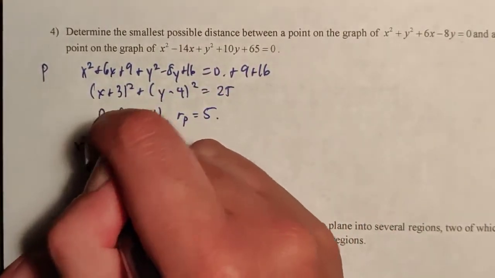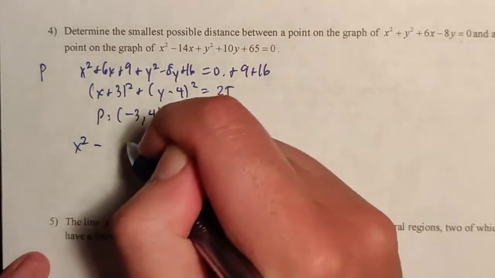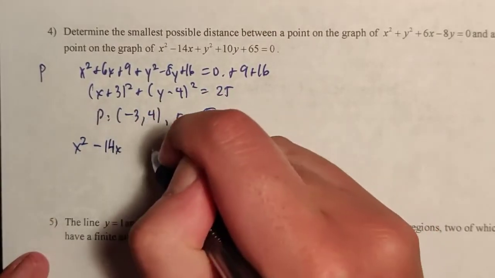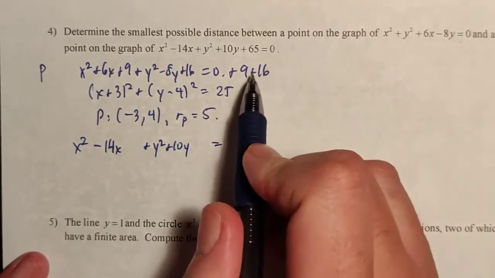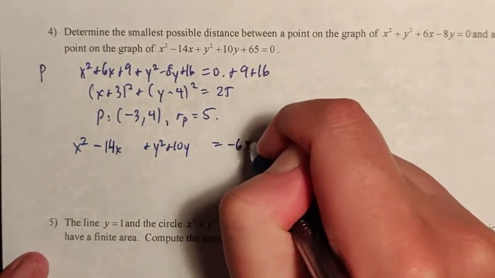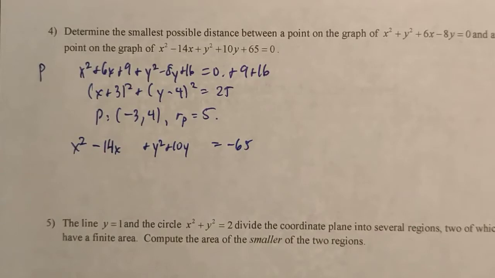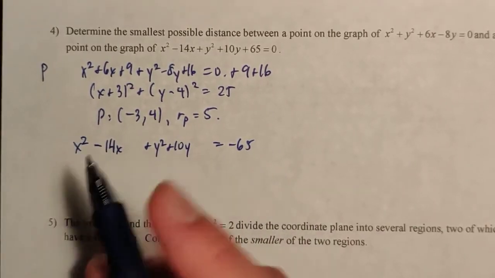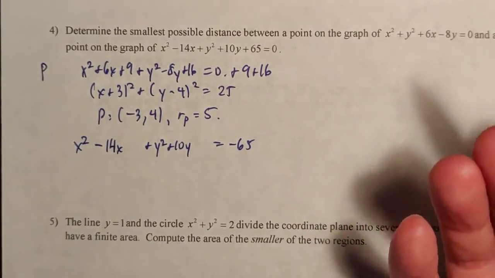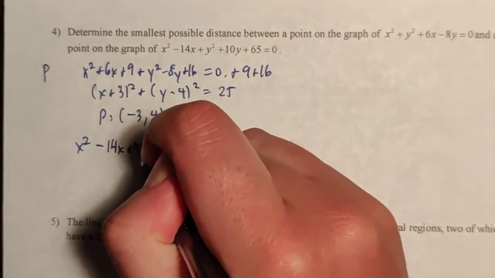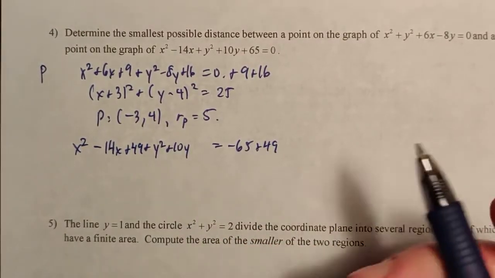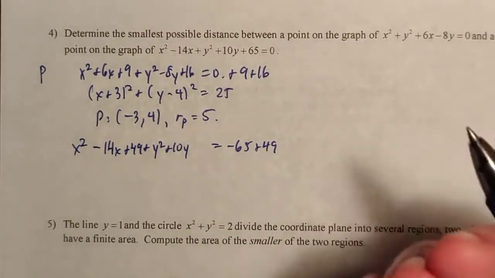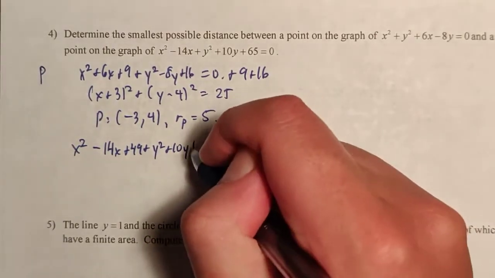So again, x squared minus 14x plus y squared plus 10y. Note the 65, I'm going to shove that to the right-hand side, making it a minus 65. I made some spaces here because we're going to be adding constants. Again, negative 14 is double our constant, so the constant is negative 7. We add that squared, which is 49. Positive 10 divided by 2 is 5. We square that, add 25.